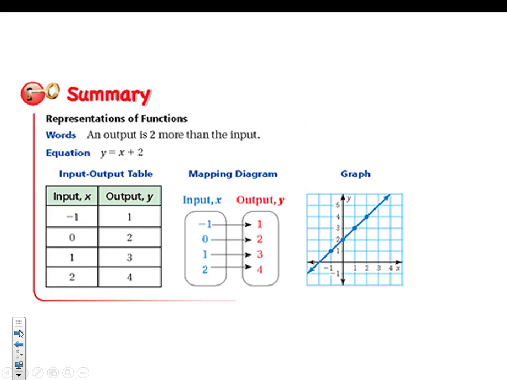Moving right along, ladies and gentlemen, we have our summary of representations of functions. Well, we have the word way. We didn't quite talk about that, even though we used the words to represent functions in our previous video. And then we wrote an equation. And then we had our input-output table we just talked about, our mapping diagram from our first lesson, graphing we just did. So lots of ways to represent functions, all listed at the bottom of your notes to help you summarize what's going on.